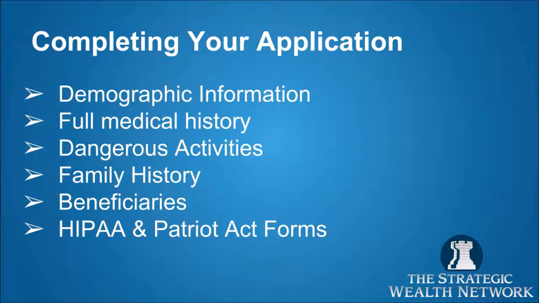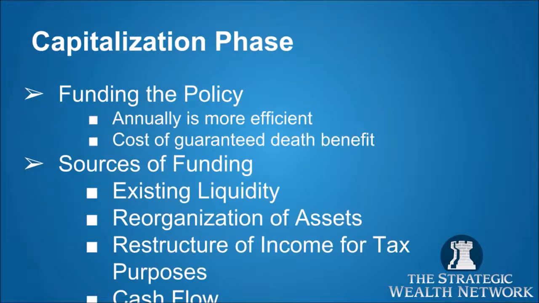The HIPAA forms means that we're actually going to collect all of your medical history and your medical records from all of your doctors, and they're going to be sent to the underwriter's office at the company. The Patriot Act forms are for clarifying where the money comes from and where it's going to. And it also protects against money laundering activities outside of the U.S.